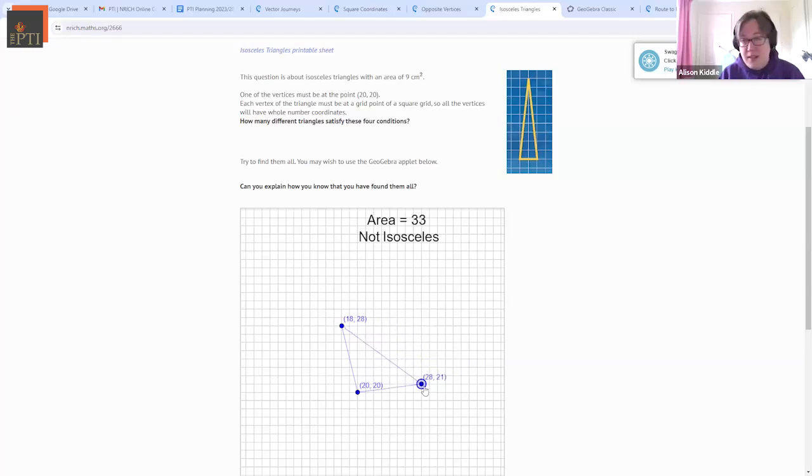But then, of course, this is a lovely opportunity to say, well, let's stick with the whole number coordinates first, and then we can use looking at how to check ones that don't have whole number coordinates as a sort of add-on.